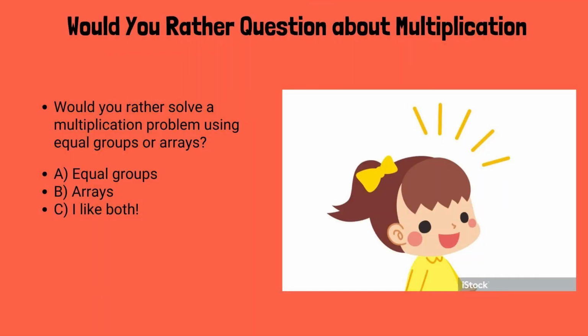So our final question here is, would you rather solve problems using equal groups, arrays, or do you like both? I like equal groups. They just make more sense to me. I think they're easier to draw. But I know that there are some times you have to use arrays and have an understanding of arrays. So use whatever strategy you like to solve multiplication problems. If it works for you, then it's the best one for you.